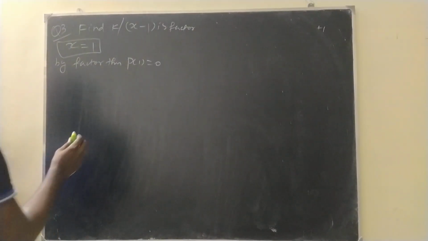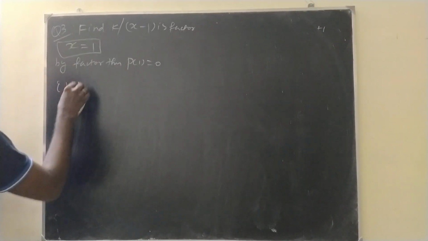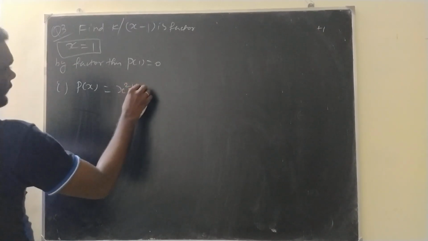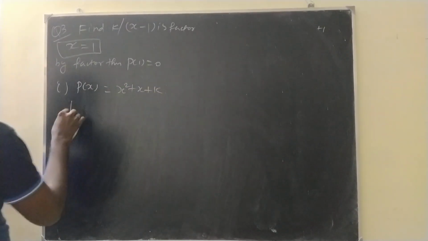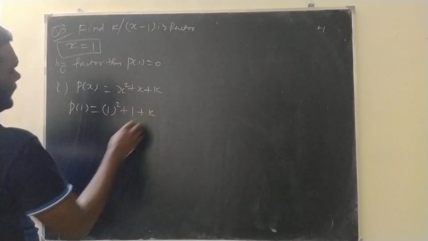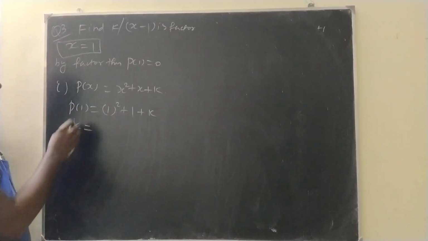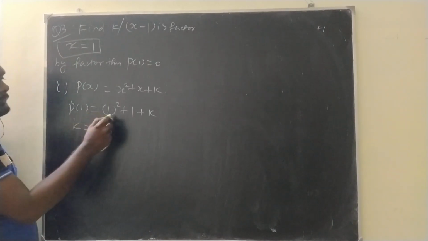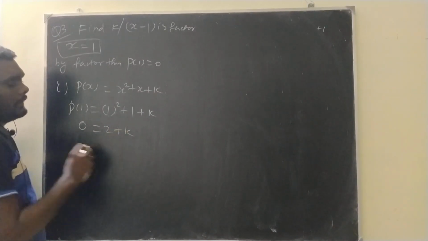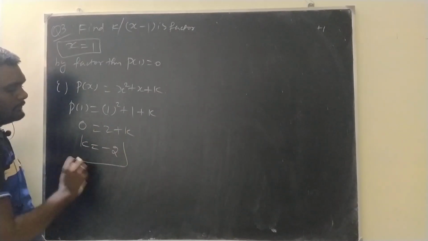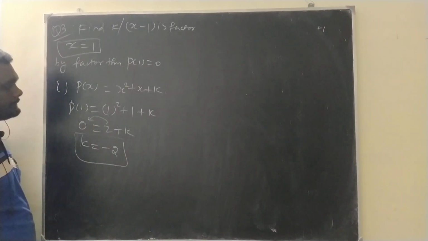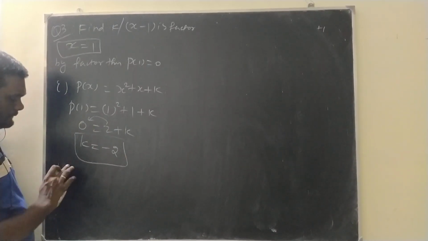So the first given p of x is x square plus x plus k, and we have p of 1 as 1 square plus 1 plus k. So p of 1 will become 0, 1 plus 1 is 2, 0 equals 2 plus k. So k is equal to negative 2. This 2 goes here. Okay, and the second subdivision.